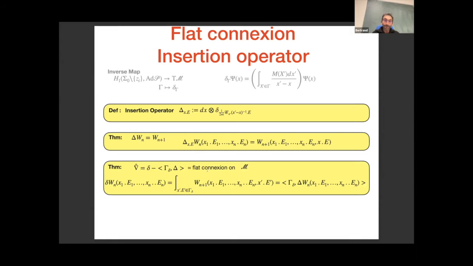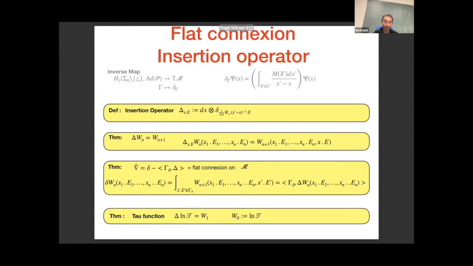And this means that you can write the flat connection on the moduli space of your connections using this operator, and the nabla, which is now a connection on the moduli space, can be written as delta minus gamma delta paired with delta. In formula, it's exactly what we wrote before, that the deformation of Wn is the integral of Wn plus 1. So it is the pairing of delta Wn with gamma delta. It's just the same formula as before. And in terms of the tau function, it just says that the delta operator acting on the tau function gives W1, which justifies that we could call the log tau W0, by the way. So it's nothing different from what I wrote before, it's just new notations.